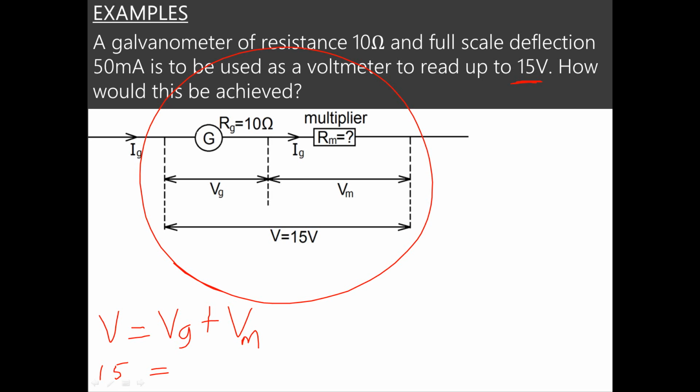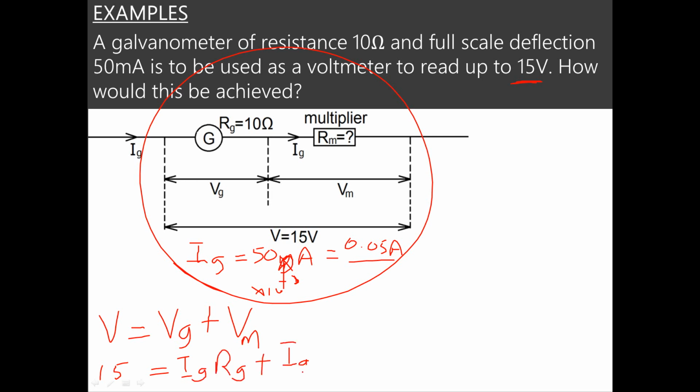Do we know the current, which is IG, that's the full scale deflection? Remember that your IG is 50 milliamperes. Milli means times 10 power negative 3. So you'll have 0.05 amperes. That means we shall have V equal to IG RG plus IG RM. We still maintain the IG because it's the same current that flows through. I've already illustrated that.